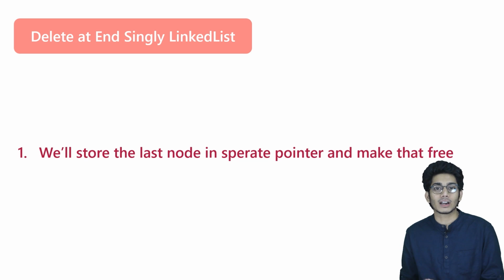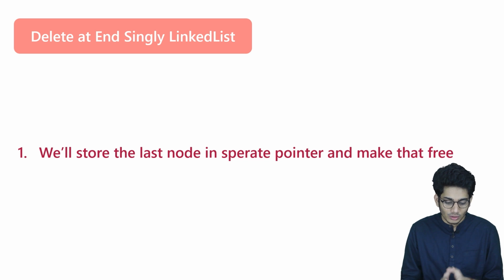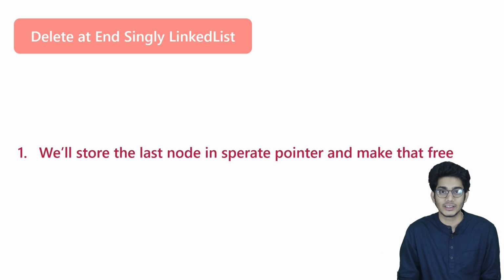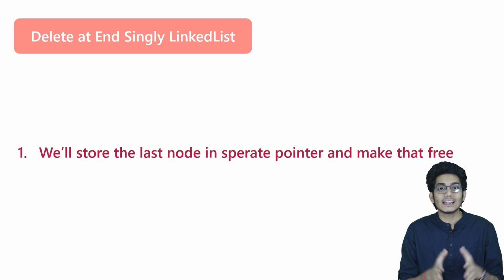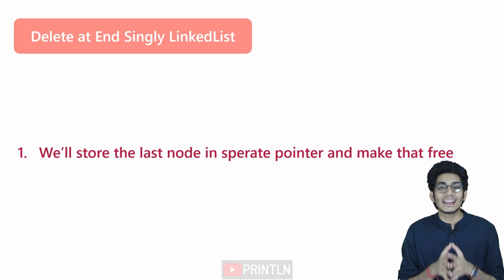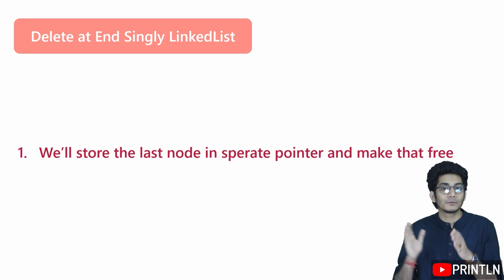So in this video we'll talk about how we can delete an element from the end of a single linked list. At first, we will store the last node in a separate pointer and we have to use the function called free. We get this free function from the stdlib.h library, and using that we can deallocate memory. So we have to use the free function for deallocating any memory from a single linked list. We store the node into a separate pointer, then we'll deallocate the node.